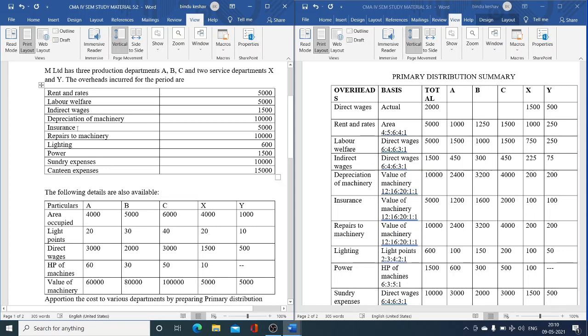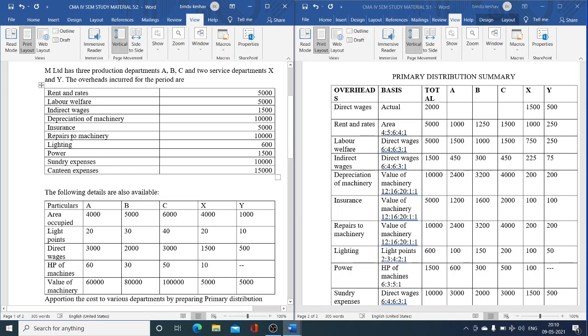Insurance is relating to the assets. It may be either the insurance of the machine or it may be insurance of the stock. If you have the information about the value of stock, then it can be taken as insurance of the stock. Here we can look at the table and see that we do not have any information about the insurance or the value of the stock. So we will take value of machinery for apportioning the expenses of insurance.